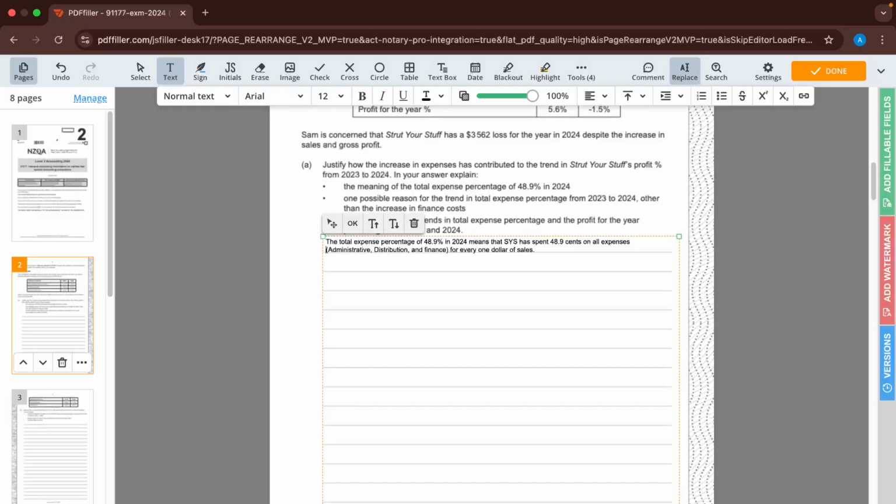If we look at the next question, it is one possible reason for the trend in total expense percentage from 2023 to 2024, other than the increase in finance costs. In the information booklet, it tells us that there has been an increase in missing and damaged stock, which has increased their insurance. Insurance is an expense for Strut Your Stuff, so that would obviously increase their expense percentage. So for this second bullet point, I'm going to go with that.